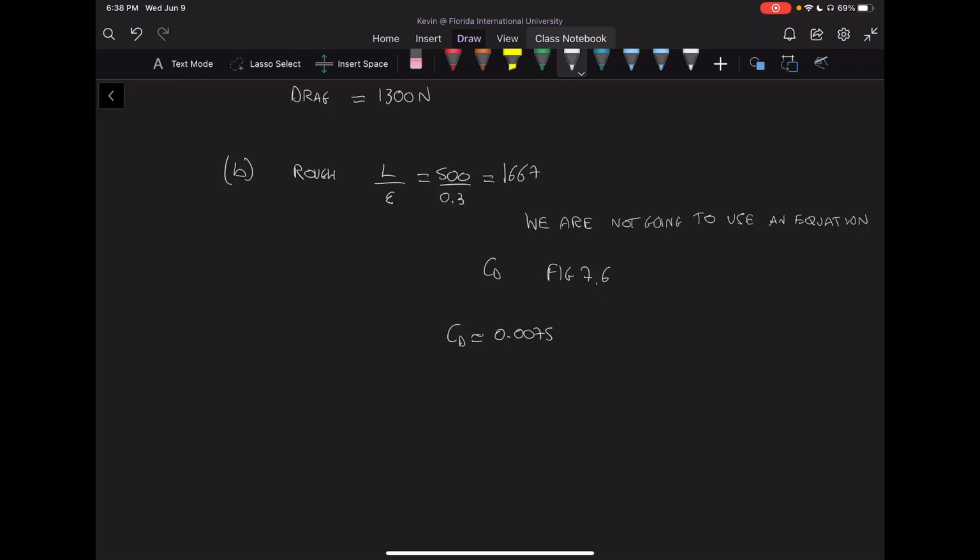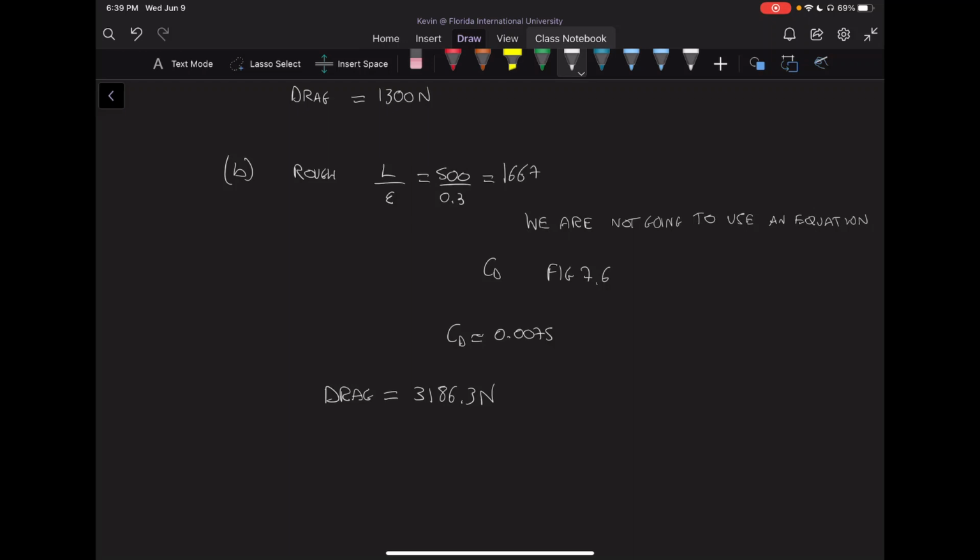And from there, we can find our drag from the equation, the same equation as before. Our drag would be equal to something like 3,186.3 newtons. Now, there's another methodology that we can use too. We can use an equation to solve for this if we wanted to. So there's also an equation that mimics the chart.